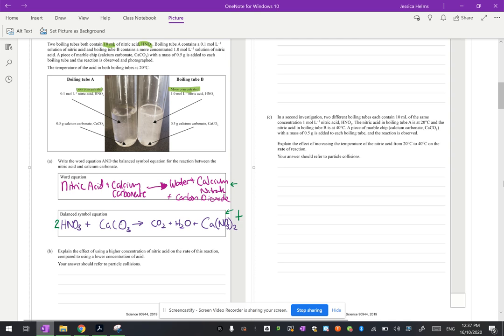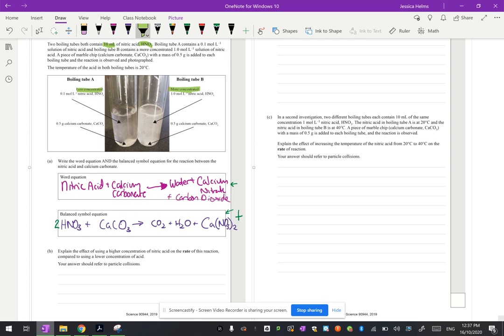Okay, so question B here says that we are going to have to explain the effect of having a higher concentration of nitric acid on the rate of reaction compared to using the lower concentration. And in your answer, you should refer to particle collision. So that's the theory of how particles react.